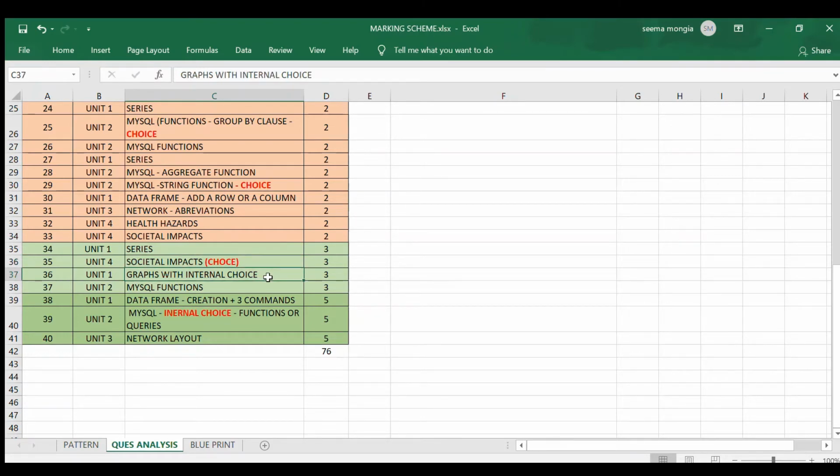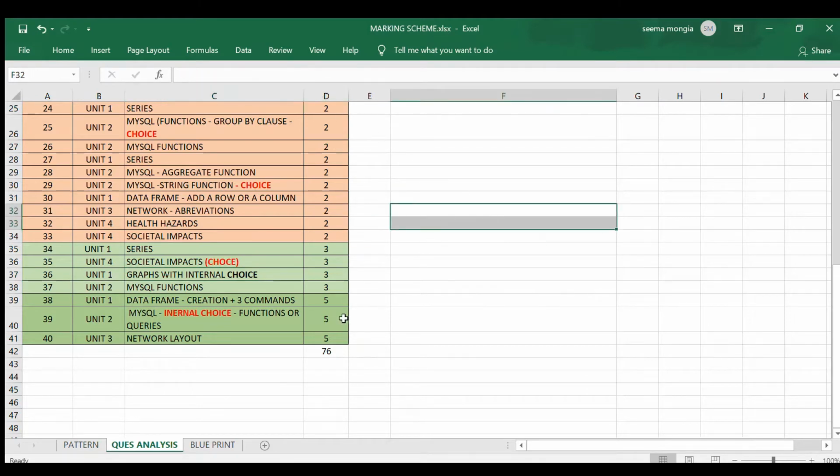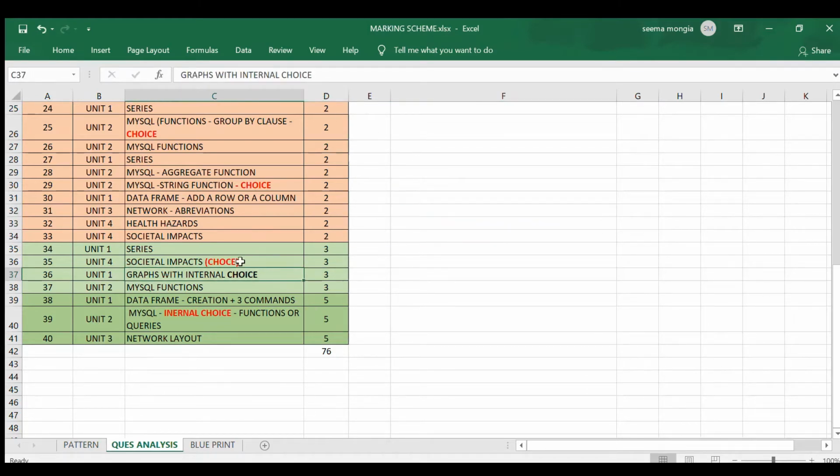Now the graph question is having an internal choice over here. So 2 questions are given a choice over here. Let me make it bold over here. So these 2 questions are having the internal choice, but yes, otherwise my other 2 questions are not having any kind of choice over here.